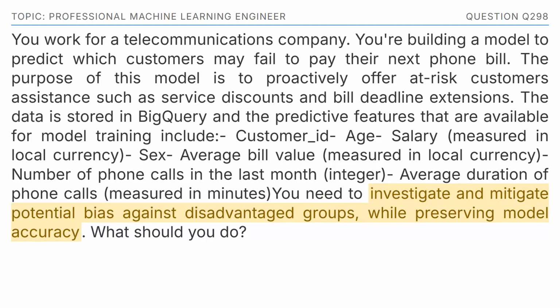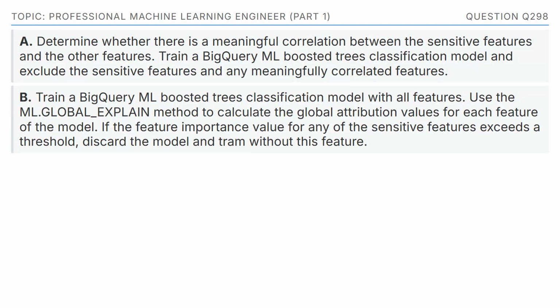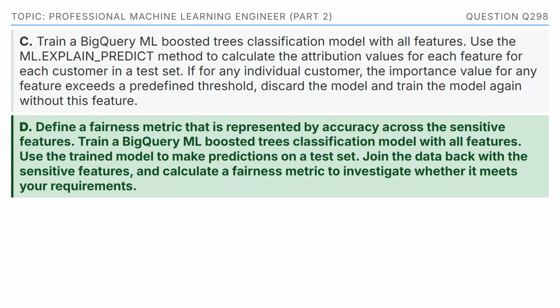To arrive at the correct answer, we focus on the keywords: investigate and mitigate potential bias against disadvantaged groups, while preserving model accuracy. View the options on screen. The correct answer is option D.